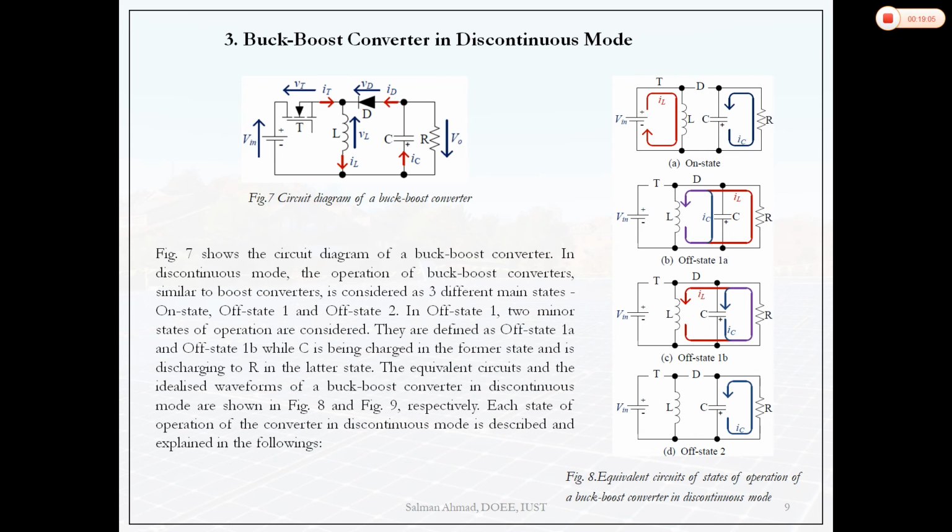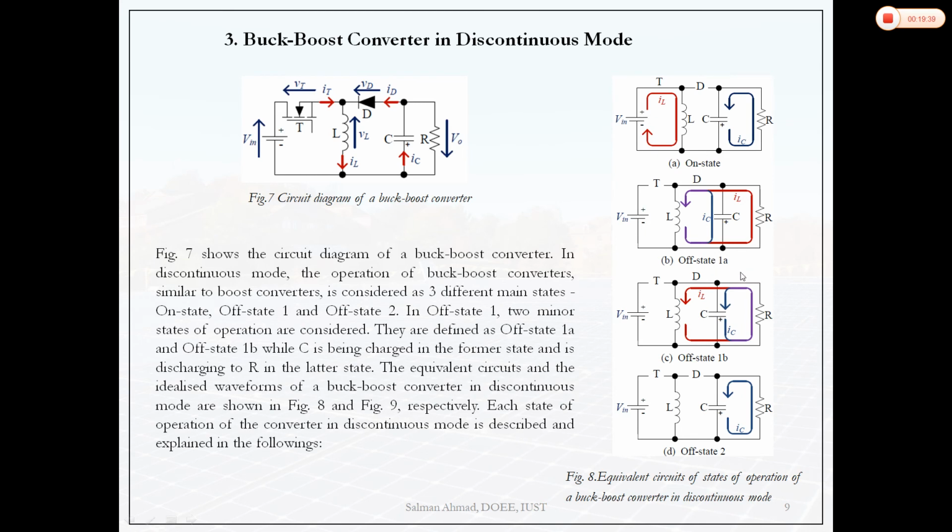Also we can analyze the buck boost converter in discontinuous conduction mode. So you can see that these are similar to that of continuous conduction mode. So we are having on state. Once this switch is turned on, okay, diode is in reverse bias and it is off. Okay, so we are having two loops, one loop is here, another loop is here. So the capacitor will supply the constant current to the load, because this diode is open circuited, and inductor is getting charged from the input supply.